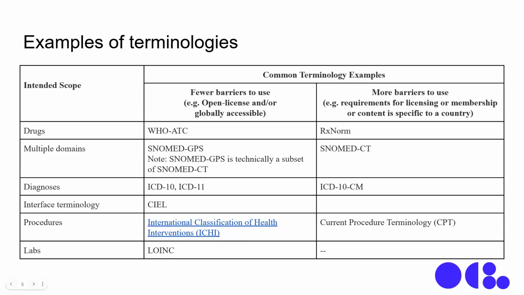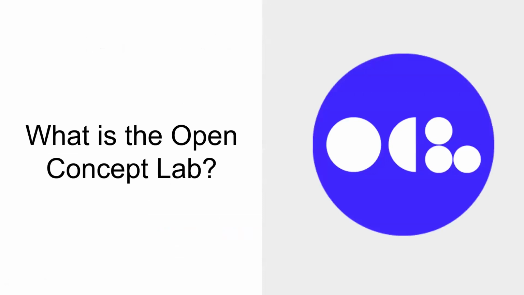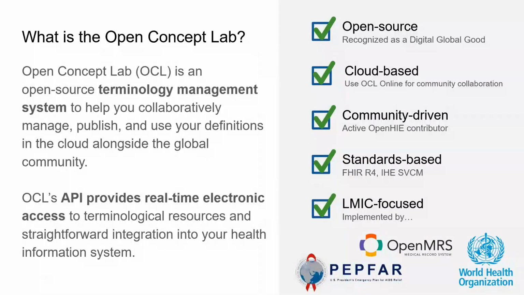So with that, I'm going to introduce very briefly the Open Concept Lab itself. So as I said before, Open Concept Lab is that open source terminology management system. It's available to collaboratively manage and publish and use your definitions in the cloud with the global community. So OCL has an API that provides real-time access to terminology resources and makes it more straightforward to integrate into your health information system. So OpenMRS is an example that we will show later, that OpenMRS actually queries OCL's API to get concepts to bring into the system.